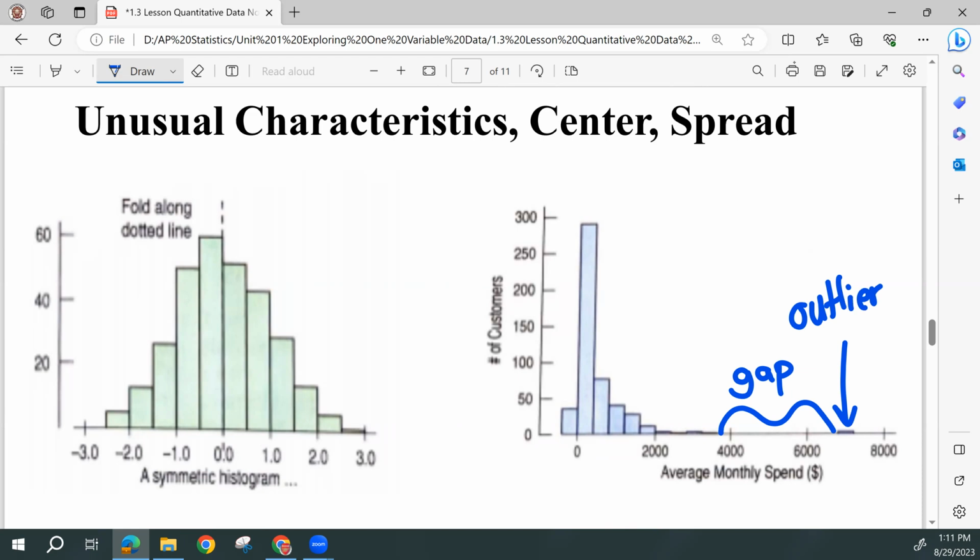And then if we have multiple groupings, we would call them clusters. I don't have an example of clusters here. I can show you one if you want, but it's where we would have maybe multiple groupings of data that are separated.